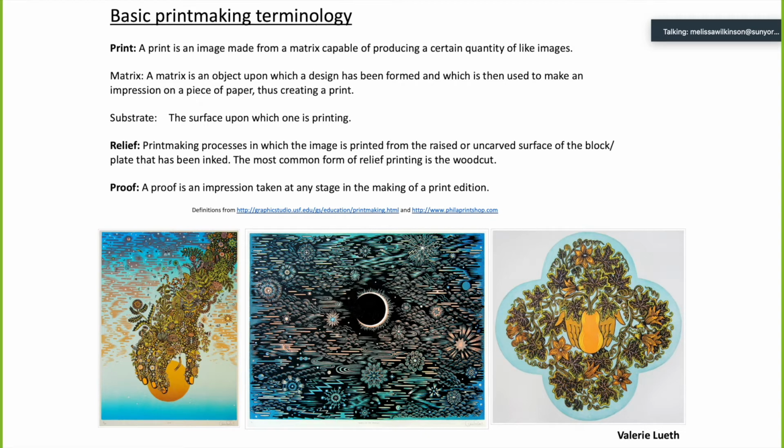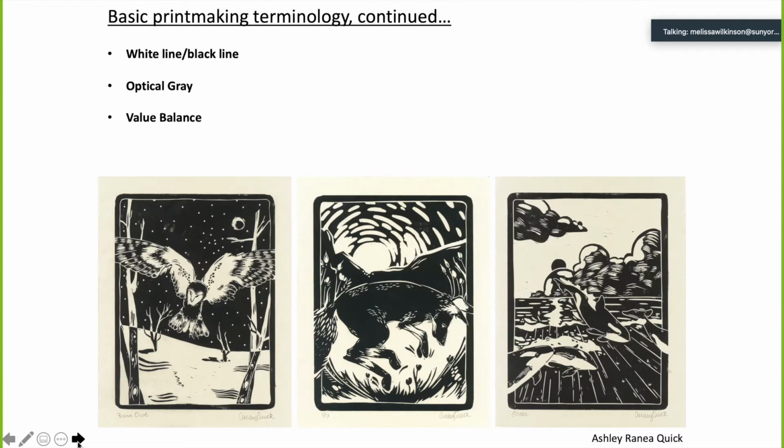Then we have what's called a proof. And a proof is an impression taken at any stage of the making of a print edition. Why someone would do this is to make sure that what they're doing is working out the way that they're wanting, okay? So a proof is basically just a test print. So we have white line and black line, which can be produced very simply from a relief print.